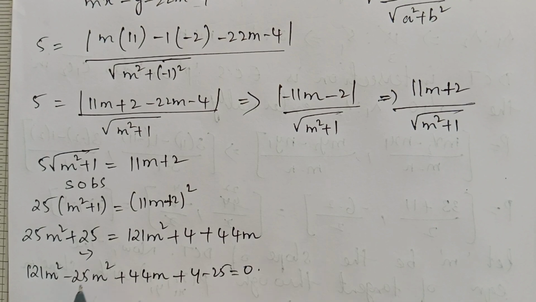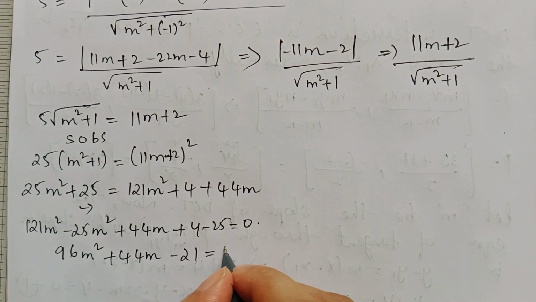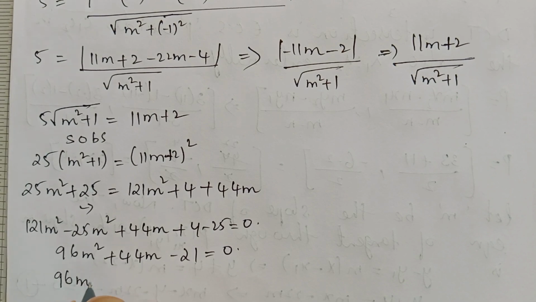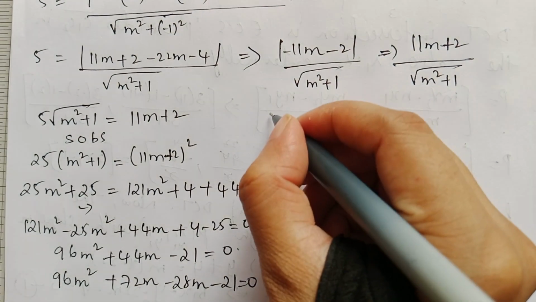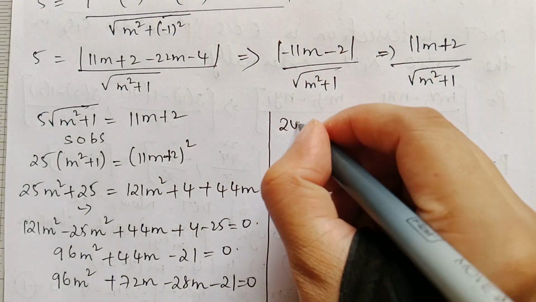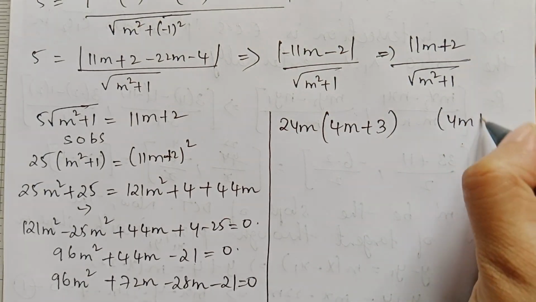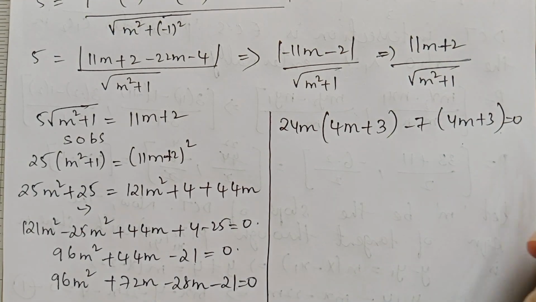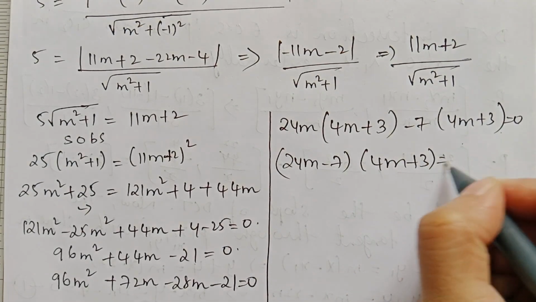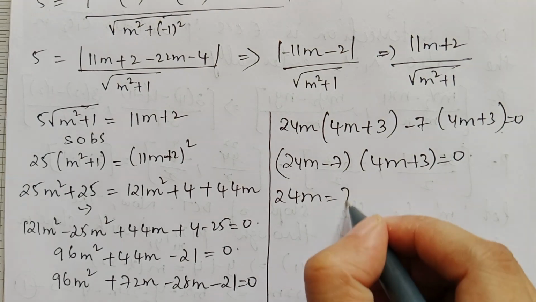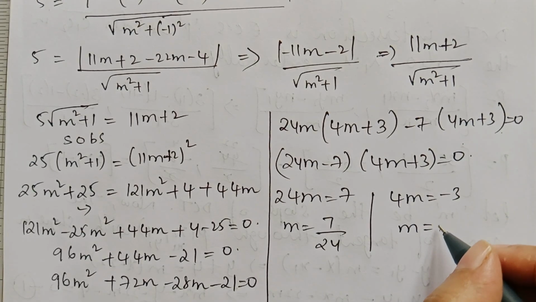So if we subtract 121 minus 25, we'll get 96m square plus 44m and here it is minus 21 equal to 0. If we take the factors, so we'll get 96m square plus 72m minus 28m minus 21 equals to 0. Now taking 24m common, so we'll get 24 4s are 96, m plus 3 is 72. We'll write the same factor here. So we'll take minus 7 common, okay? 7 4s are 28, right? So here we'll get 4m minus 7 is one factor and 4m plus 3 as the other. So 4m is equal to 7, m is equal to 7 by 24, sorry, 7 by 4, and 4m is equal to minus 3, m is equal to minus 3 by 4.